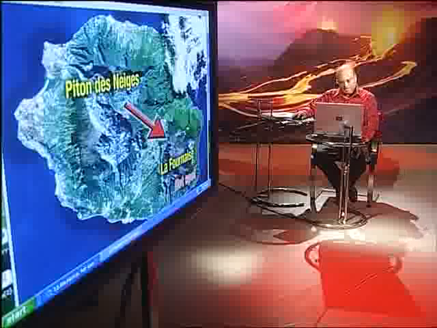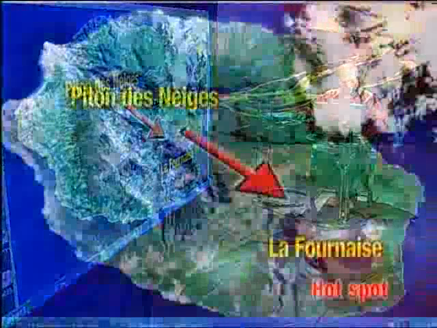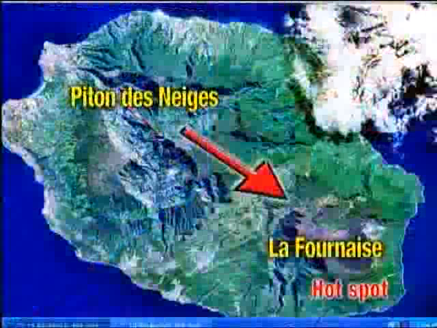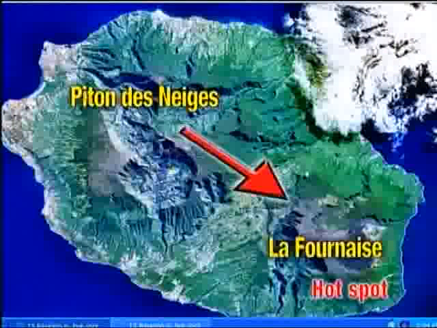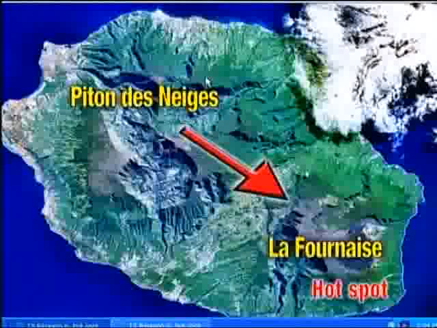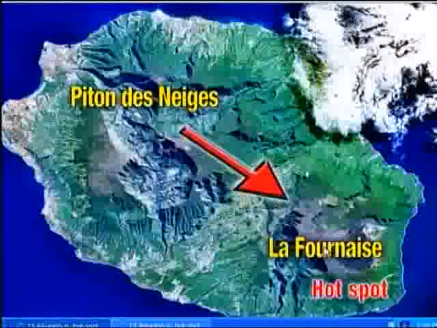This is a satellite image of Réunion Island. What we see here is the first volcano, Piton des Neiges. In fact, Piton des Neiges, at an altitude of 3,069 meters, is the highest volcano of the Indian Ocean area. And then we see the active volcano, Piton de la Fournaise. And here you have the hotspot.